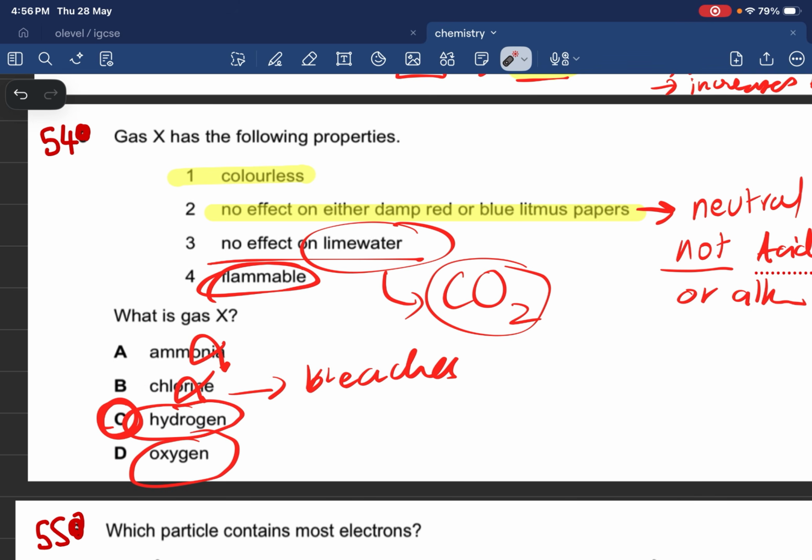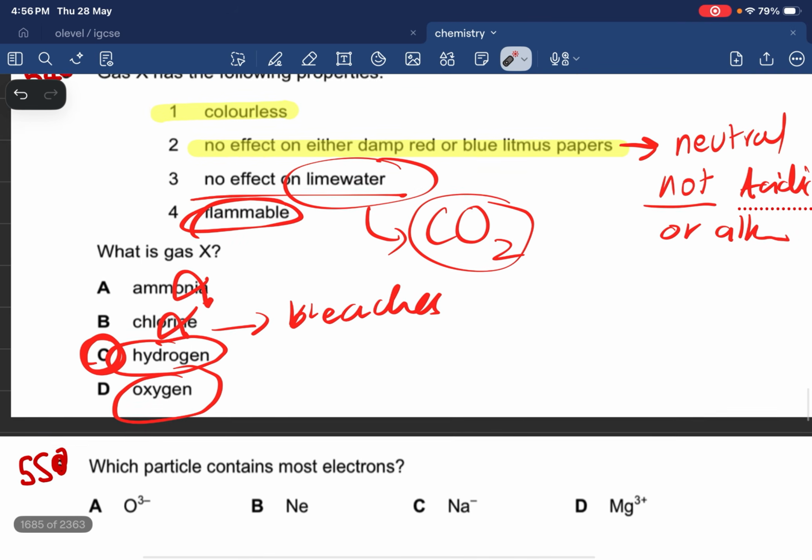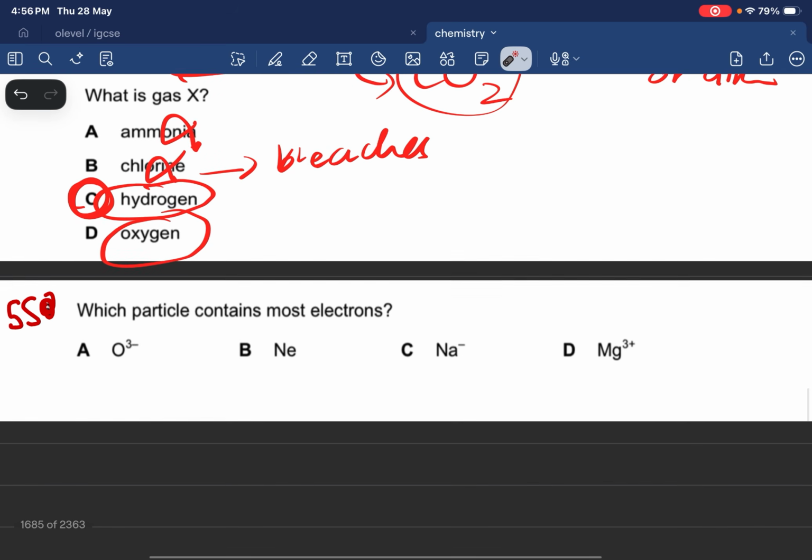It's a highly combustible gas, flammable. It catches fire. So it's going to be hydrogen. That's why I said these questions are quite tricky. Which particle contains the most electrons? These are my favorite questions.